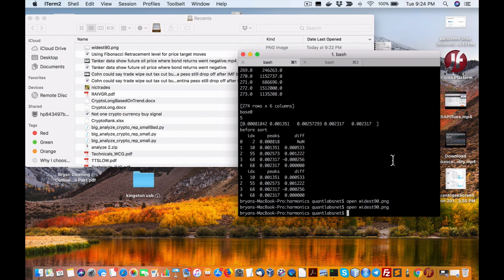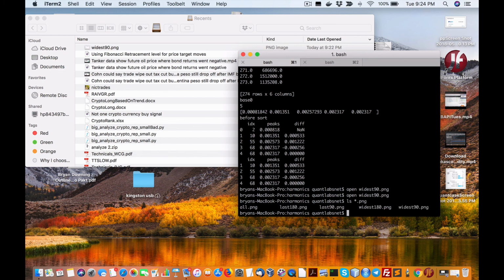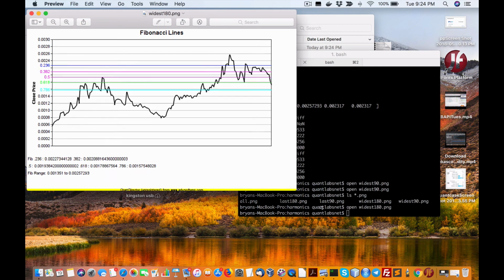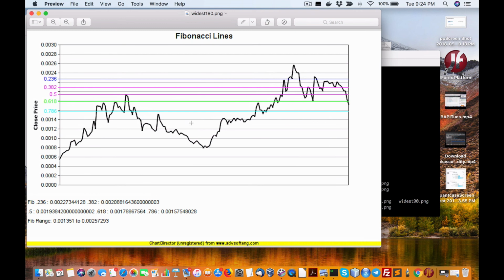So let me see another one here. Let me just see what other PNGs. So I'll do the other one, widest 180. So that is from 1351, which is about here somewhere, to 25. So it'd be here. So I think it'd be somewhere in here.